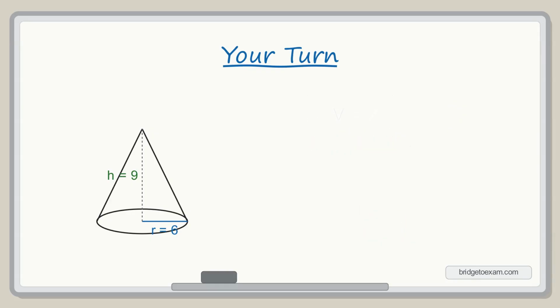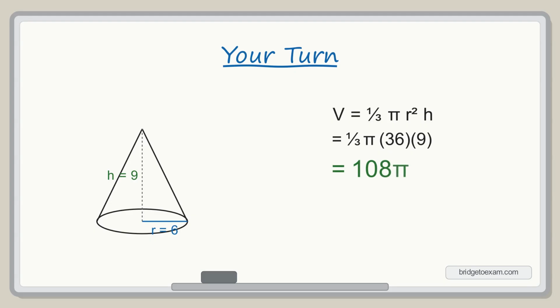A cone is 1/3 pi r squared h. Plug in 1/3 times pi times 36 times 9. 36 times 9 is 324, and 1/3 of that is 108. So the volume is 108 pi. The 1/3 is the whole game here.